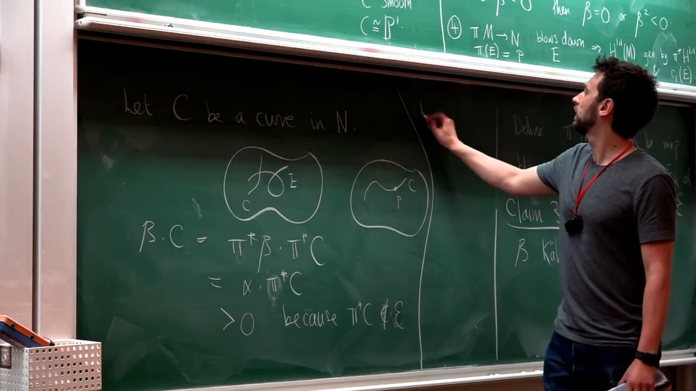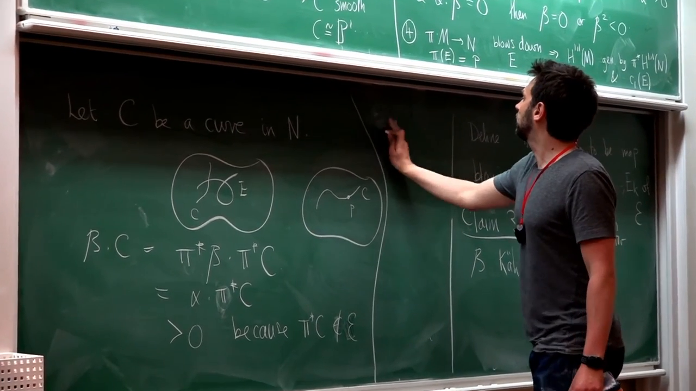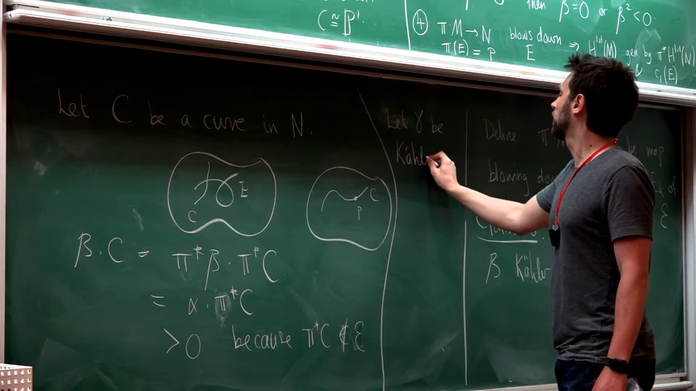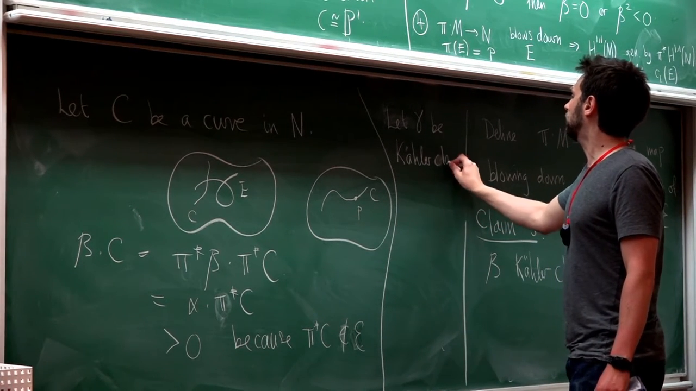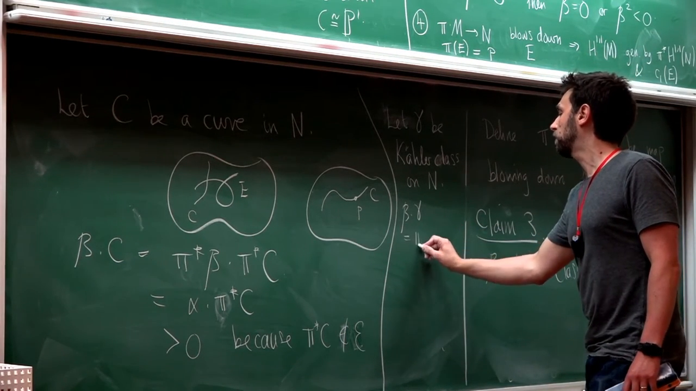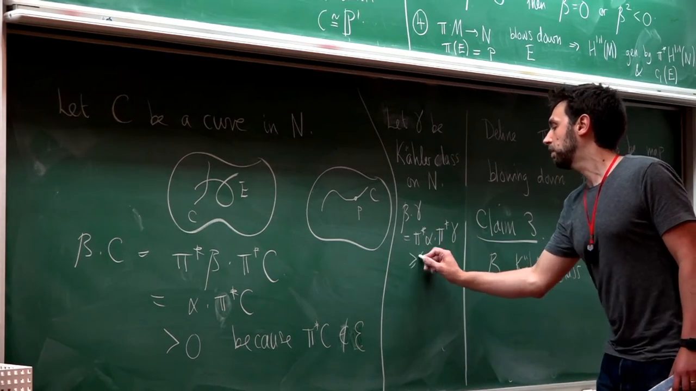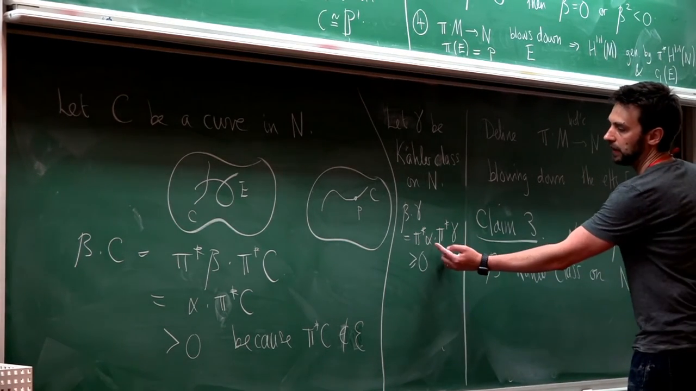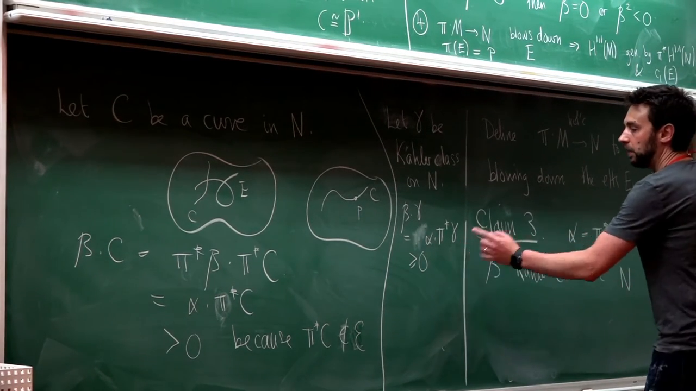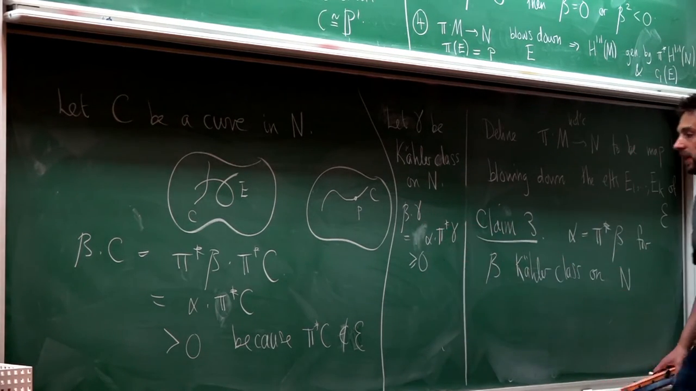Okay, so let gamma be a Kähler class on N. Then beta dot gamma is the same thing as the pullback of alpha dot the pullback of gamma. But this has to be bigger than or equal to zero because alpha is the limit of Kähler classes. Sorry, that should just be alpha dot the pullback of gamma. Again, you can always pull back, just from the definition.